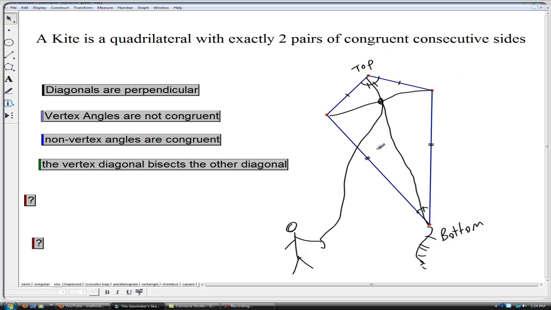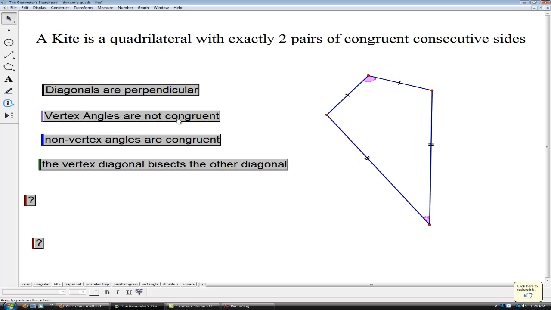But for the purpose of looking at the kite in a way that we're all familiar with, let's refer to the top and bottom angles as the vertex angles. So this is a vertex angle, and this is a vertex angle. And so these ones on the side I would call non-vertex angles. They are marked differently, and the vertex angles are not necessarily congruent. The non-vertex angles, the ones on the side, are always congruent in a kite. Diagonals of a kite are always perpendicular. And the diagonal connecting the vertex angles always bisects the other diagonal.